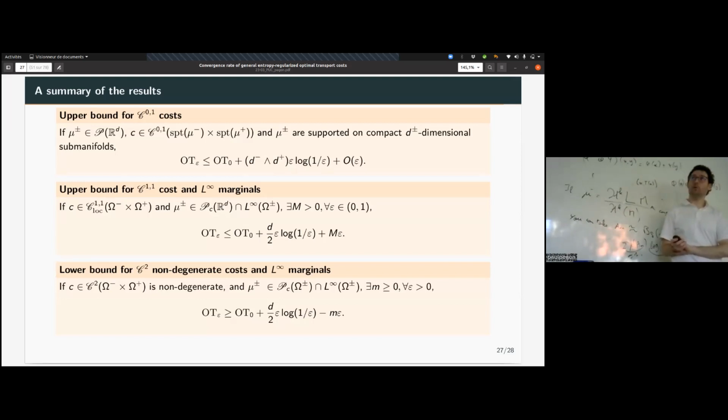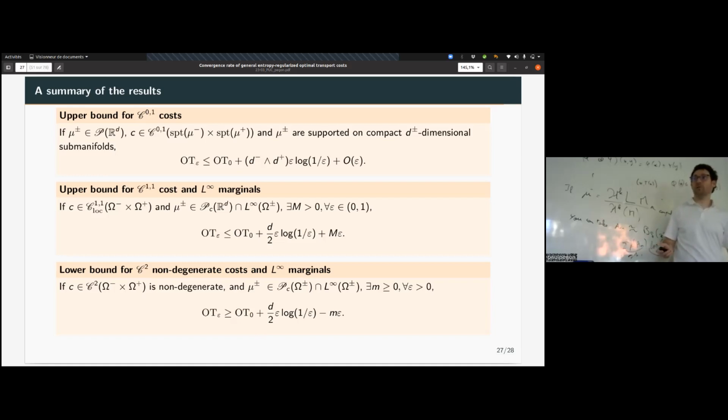So you take, for example, c to be just the distance between the two, with U plus equal to U minus, say, with respect to the Lebesgue measure, and you get this. So both are sharp in their own kind of settings. It's just a lower bound. And for the other one in general, we don't know what to substitute.